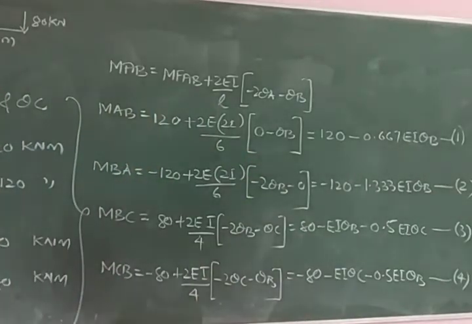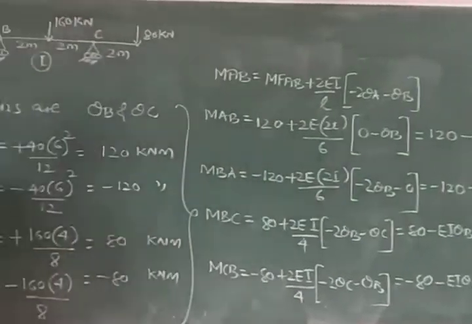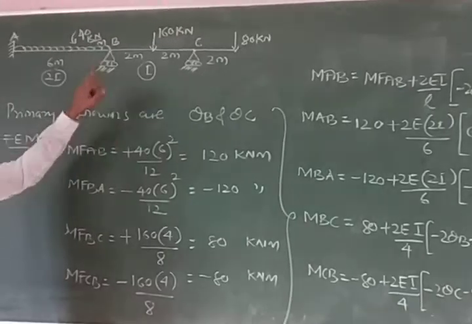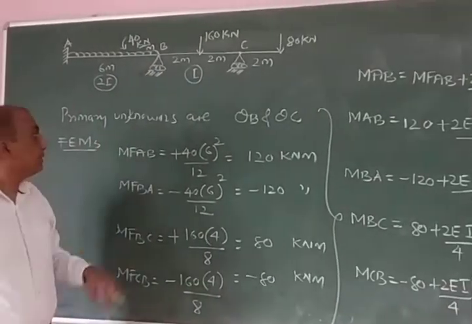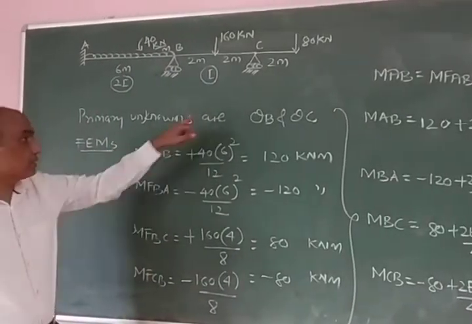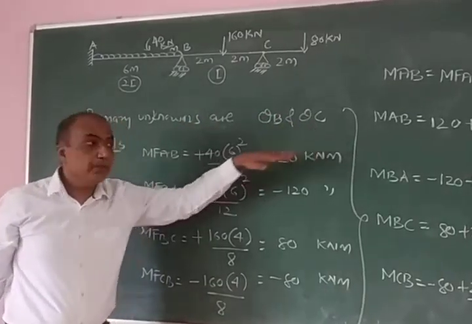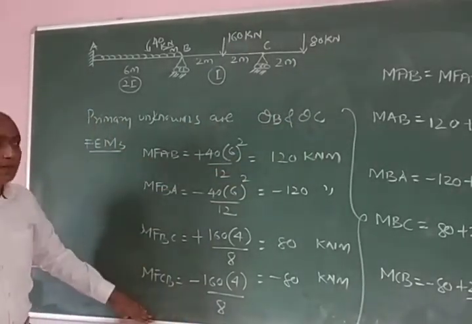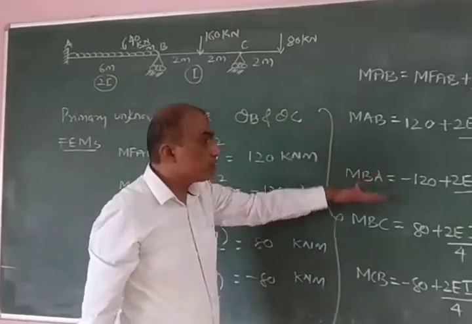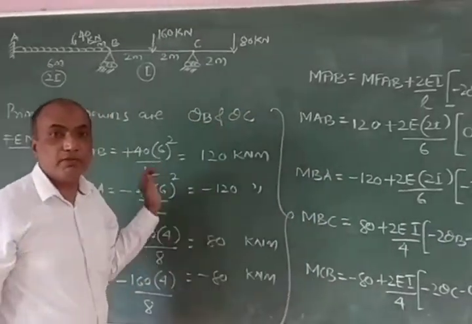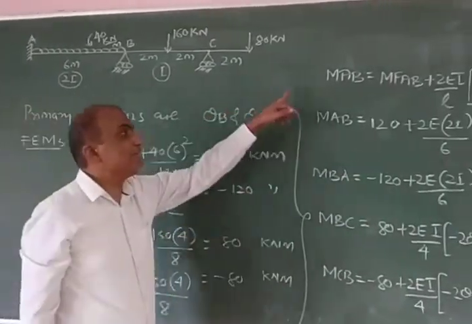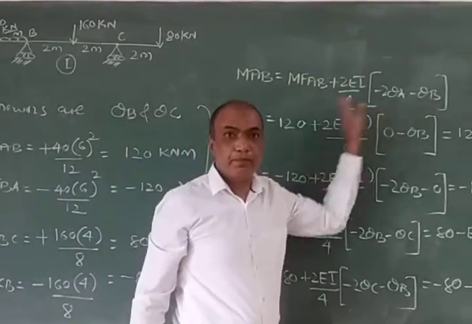I will explain briefly. You can see this is the beam that is given to you. You have to analyze using slope-deflection method. So the fixed end moments, the primary unknowns are of course theta B and theta C. First we have written fixed end moments, and after that we have written 4 slope-deflection equations. How have we written the 4 slope-deflection equations? Using this general formula. Correct?